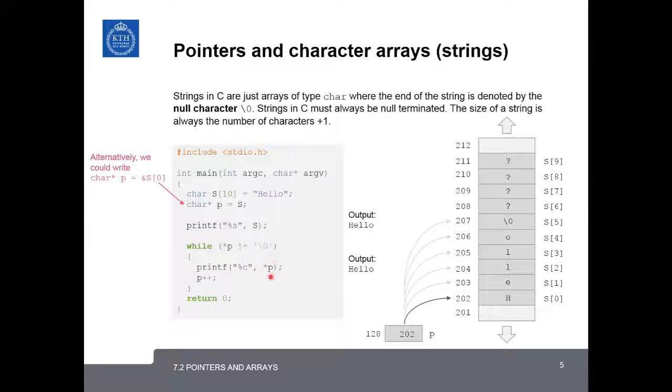So here you can see *p, it's dereferencing, so getting the value at the address that it's pointing to each time. So it points at 202, 203, 204, 205, 206, and then 207, and it leaves the while loop.